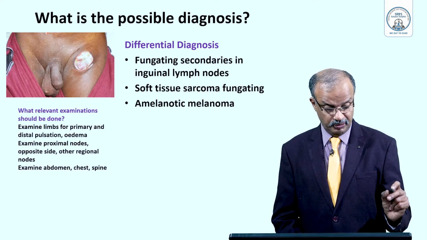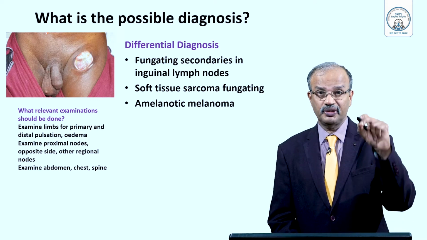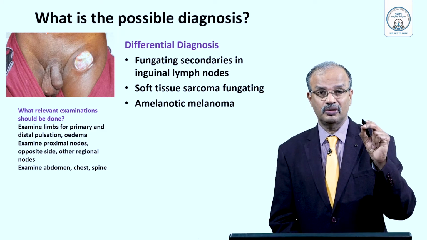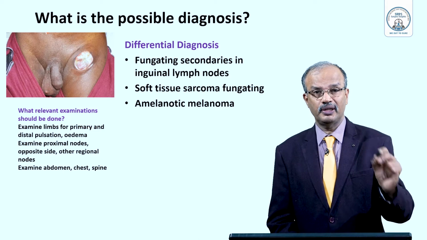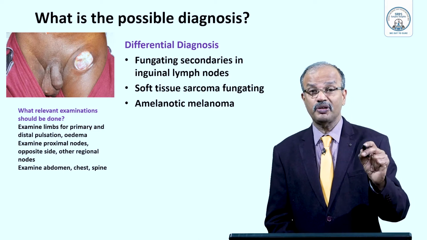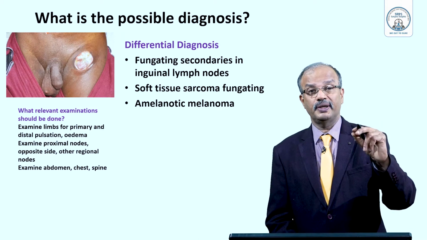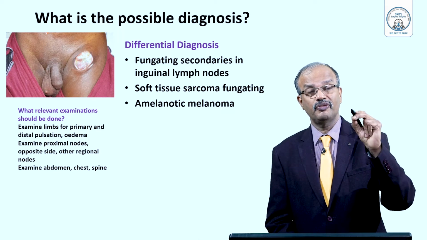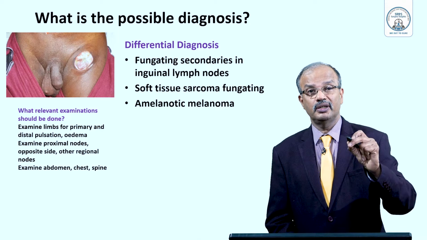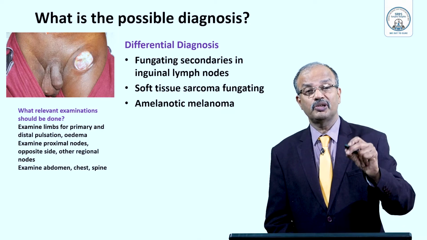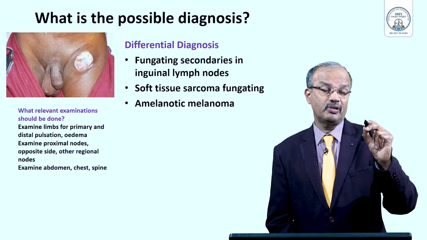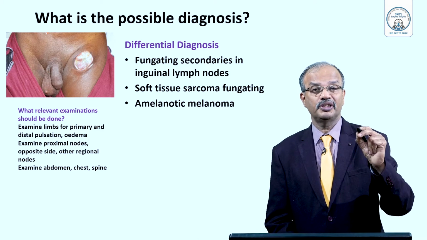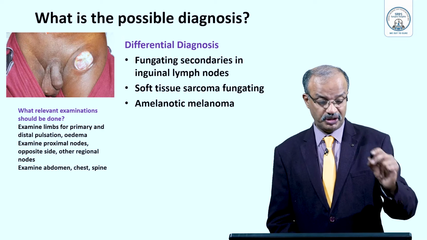So what relevant examination should be done? Examine the limbs for a primary, because it is the vertical group of inguinal lymph nodes, so the primary may be a small melanoma or squamous cell carcinoma or other malignancy. Distal pulse is important. This lesion is quite big and may be infiltrating, and so may invade the femoral artery and femoral vein. Femoral vein compression may cause venous edema of the lower limb distal to the lesion, and artery compression or infiltration may cause a feeble pulse and poor circulation in the limb. So dorsalis pedis artery and posterior tibial artery pulsation should be checked in this patient.